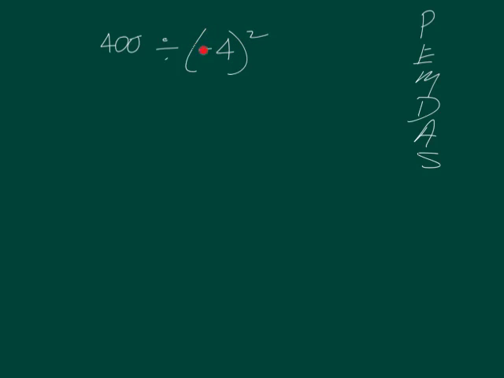Because the negative is in the parentheses with the 4, it's a negative 4, and we're going to take negative 4 times negative 4. So when we do negative 4 times negative 4, we get a positive 16. And now I have a 400 divided by 16. And 400 divided by 16 is 25. And you're done. Positive 25.